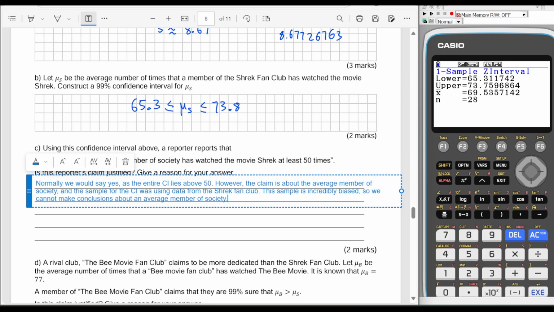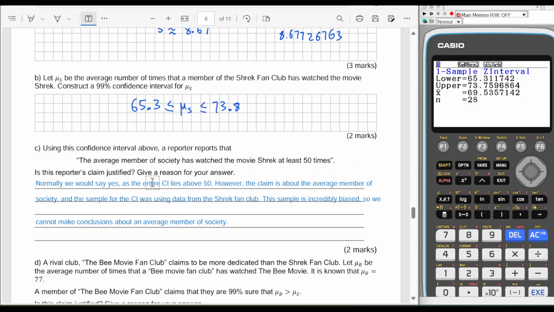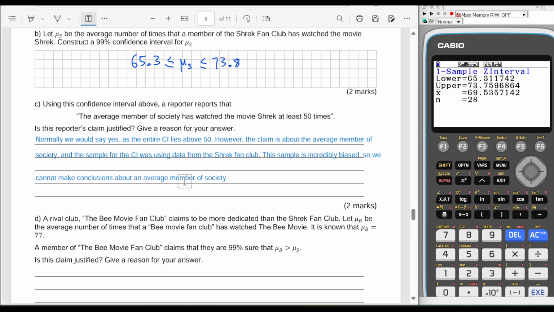You know, most people have probably only watched Shrek 30 or 40 times, not 50. All right, cool. There we go. So yeah, normally you'd say yes, but the sample's biased.